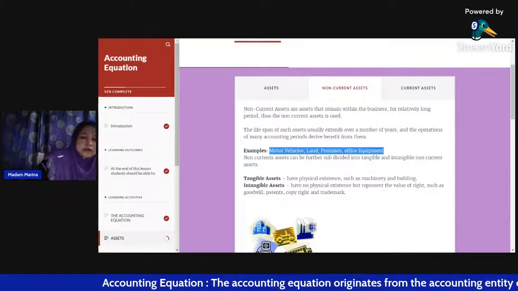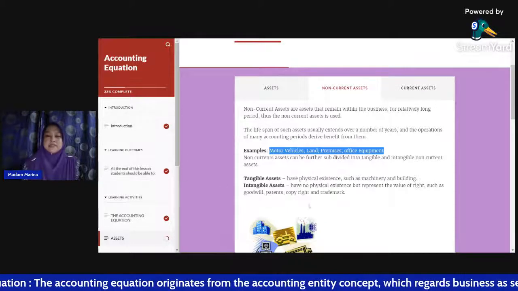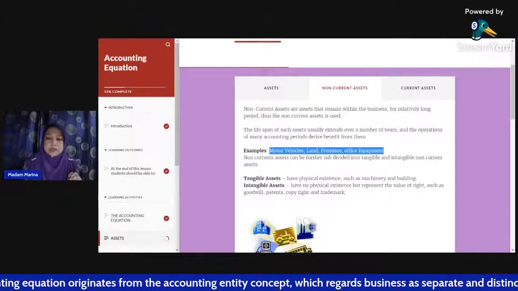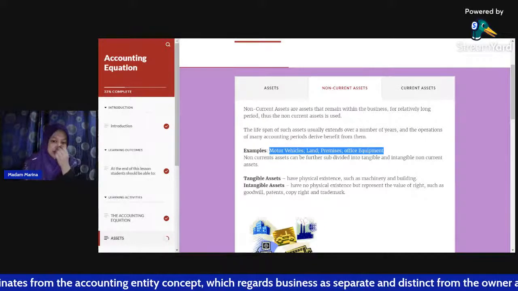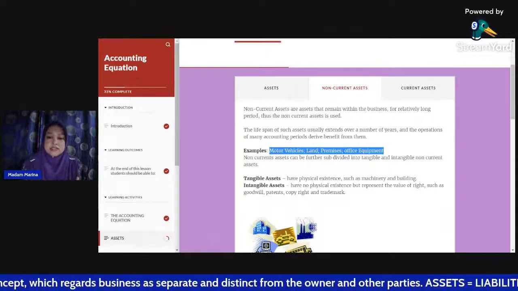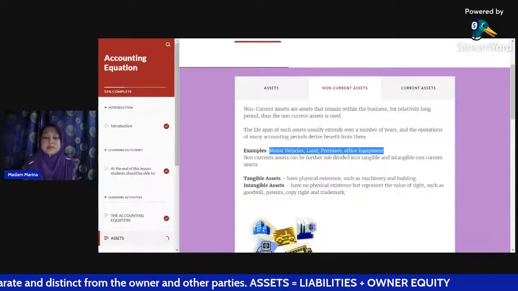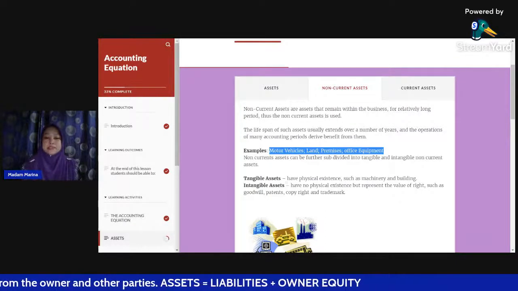What example of intangible asset? Okay, for example, tangible asset have a physical existence. We can see the existence of that asset. That means the physical existence, such as machinery and building. We can see the machine, we can see the building. But how about the intangible asset?